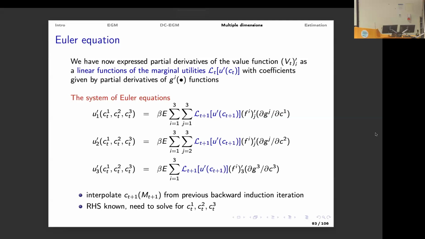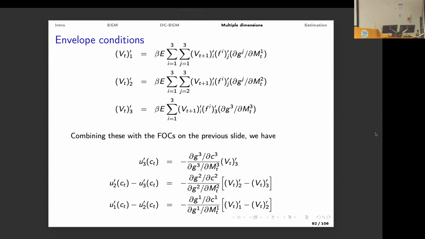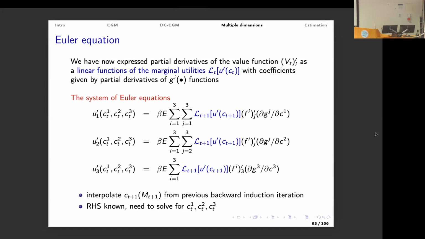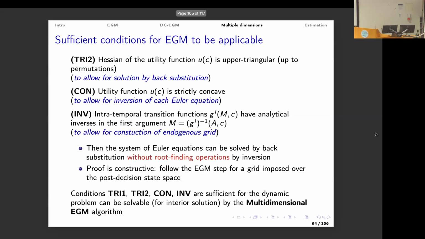The Euler equation is then represented by a system of equations, since each choice will have its own first order condition, and there will be some dependence between these. Now, the structure of this dependence is already assumed to be sufficient for this to be solvable on the right-hand side. But the crucial thing is that we can solve for the optimal choices of this whole system. So it turns out that the crucial condition is that the Hessian of the utility function is upper triangular. And if you have this upper triangularity, then you can backward substitute, solve the equations one by one, and it should go through.